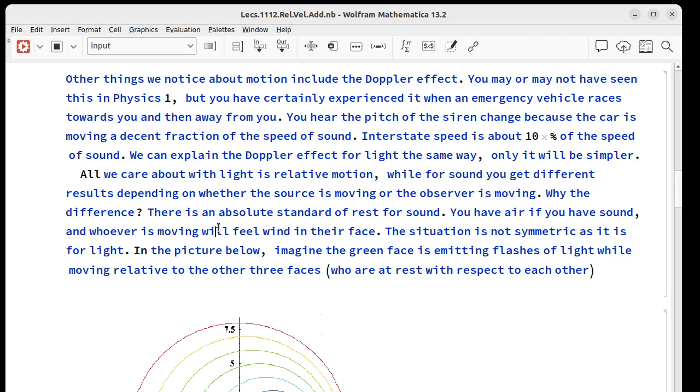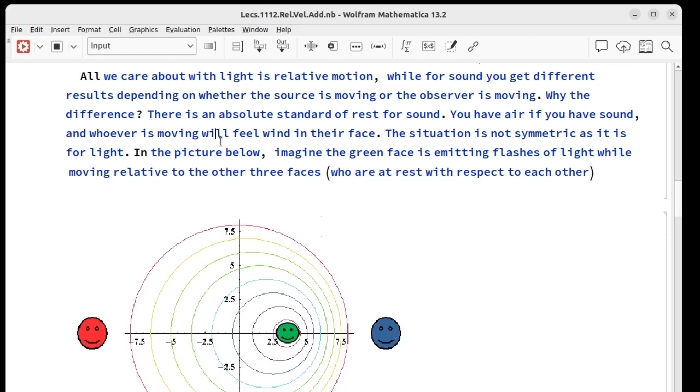So for light, the situation is much more symmetric. In this picture here, imagine we have a green face that's emitting flashes of light periodically while it moves from left to right. What we notice is these flashes are expanding outward at the speed of light. You notice they're clustered over here. That's because the older ones were emitted when the green face was further over here to the left. The largest ones are the oldest ones.